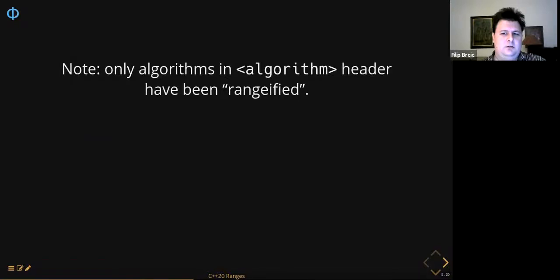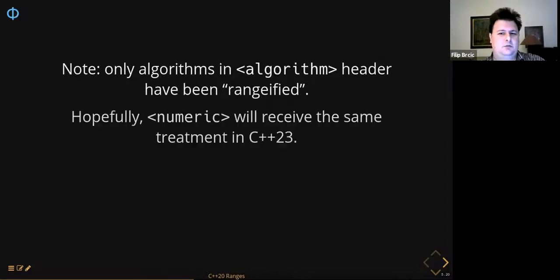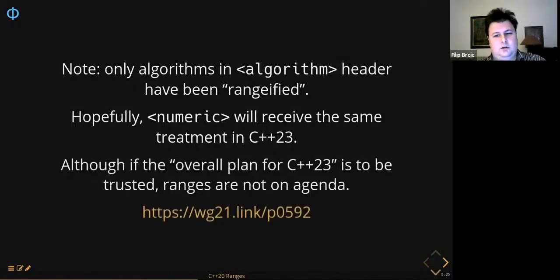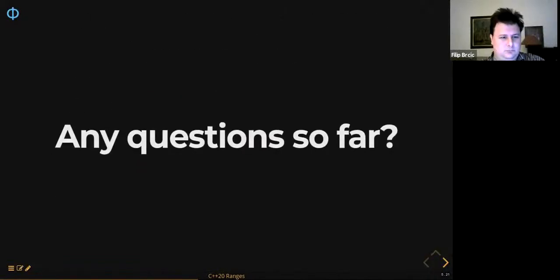Only algorithms in the algorithm header have been, well, transformed, constrained, or rangified, however you want to call it. There is a plan to transform numeric algorithms, but that is yet to happen. And I've seen an overall plan for C++23, which might or might not be true. Either way, it doesn't really include ranges in the agenda, so we'll see. Hopefully numeric will be upgraded as well. Given that there are no questions, I will go to the next section.